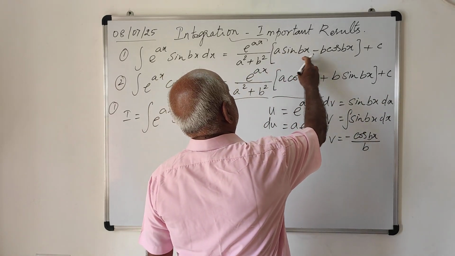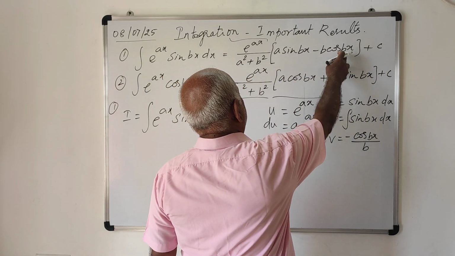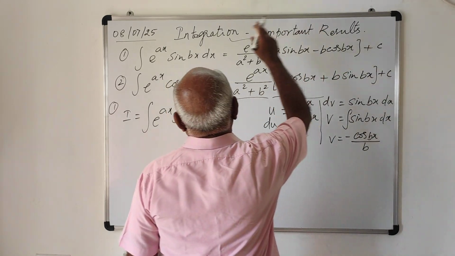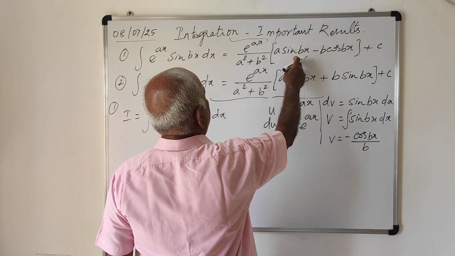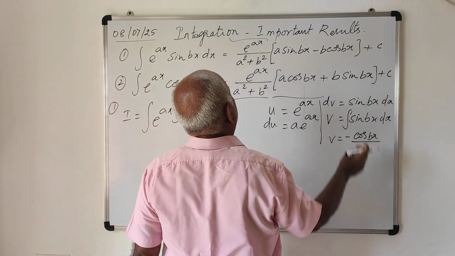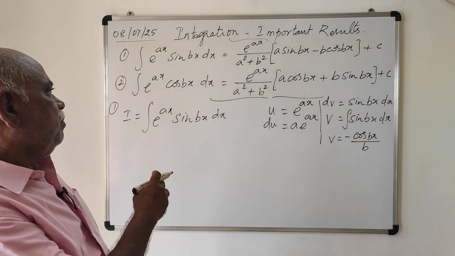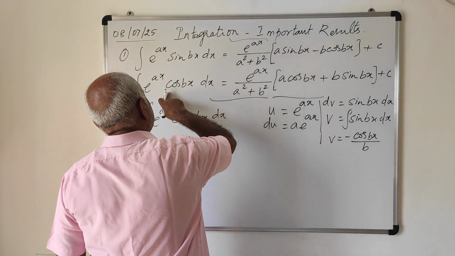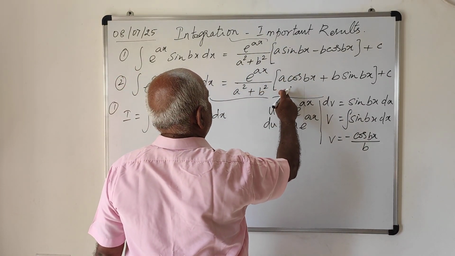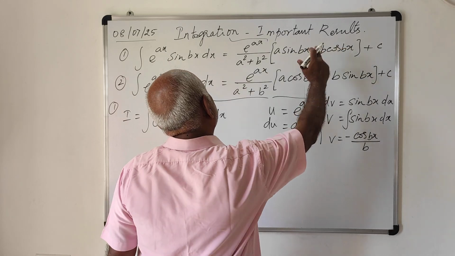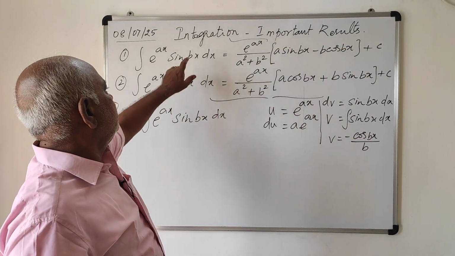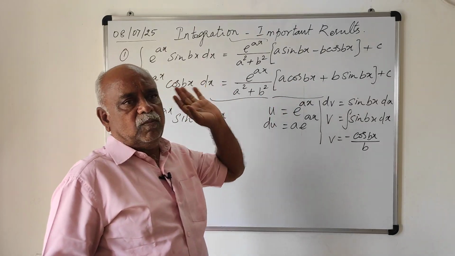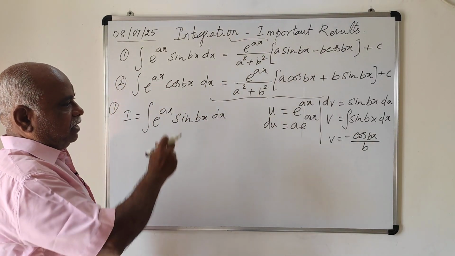This is a sin bx minus b cos bx. If it is cos, you get a cos bx plus b sin bx. If it is sin, it is a sin bx and minus b cos bx. You just remember, if the problem is in sin, the answer is in a sin bx. If the problem is in cos, a cos bx. Next one is alternate: in the first result you get minus here, in the second result you get plus here. That's all about the remembrance of the results.